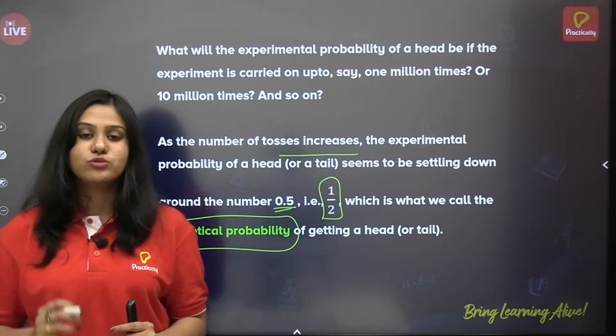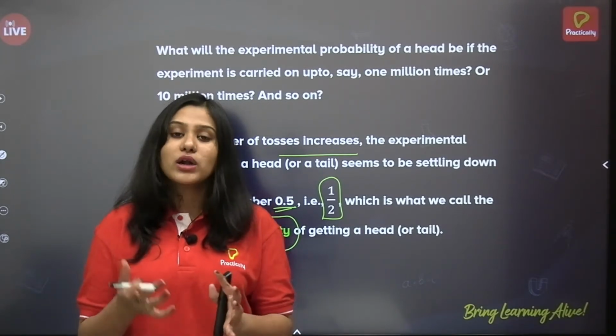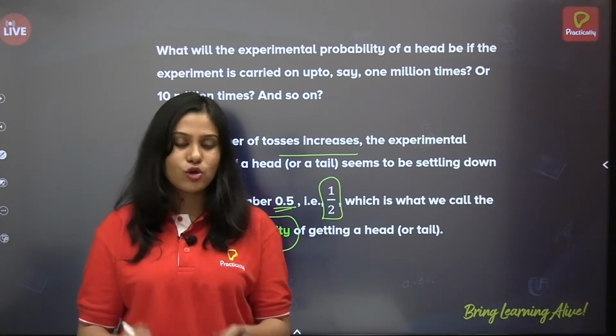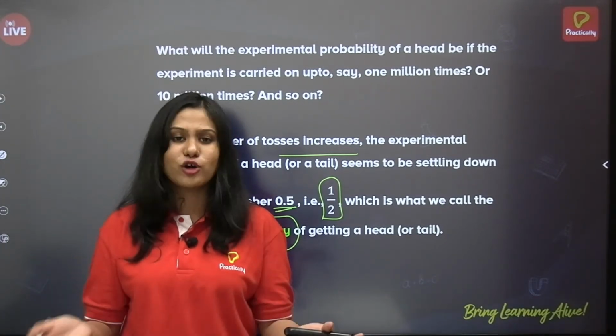Now what we'll do, we'll just take one coin. Take your coin, just give a toss. What are the outcomes you get? I have taken a coin, I have tossed it. What are the outcomes I get? Either head or tail, right?